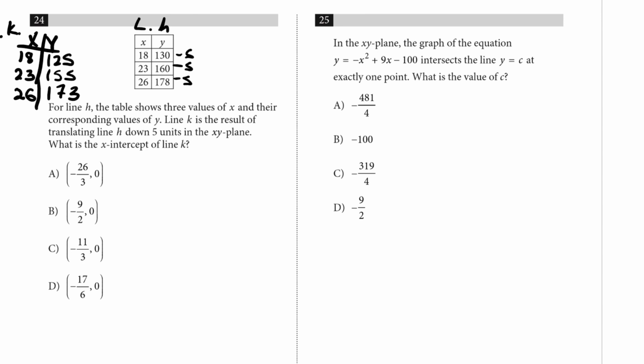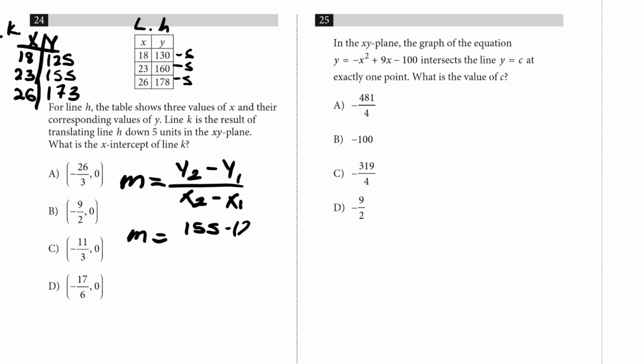We're going to find the slope between two of these points. We will use the first two. Remember that the equation for slope is y2 minus y1 over x2 minus x1. If we plug in the values, we're going to have 155 minus 125 over 23 minus 18. 155 minus 125 is 30. And 23 minus 18 is 5. 30 divided by 5 is 6.